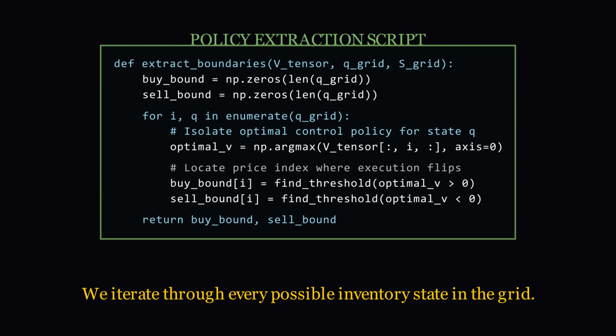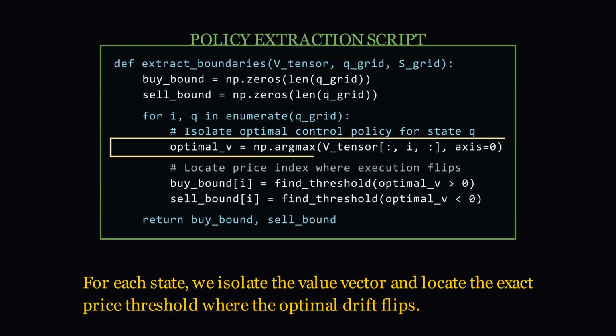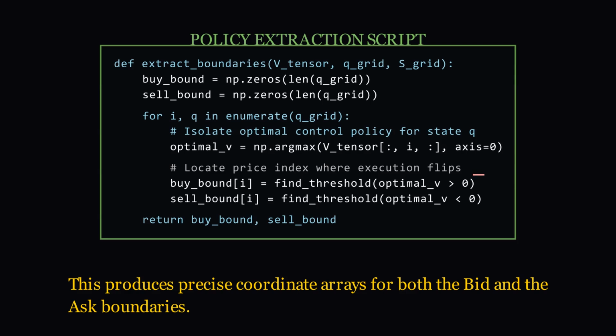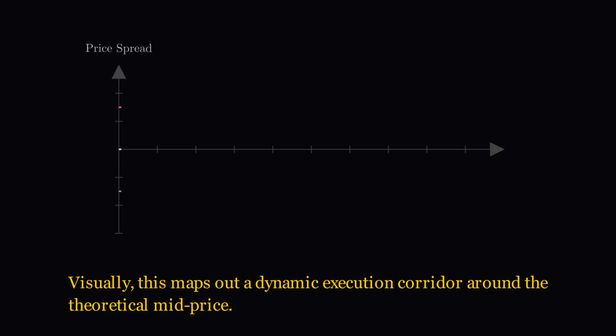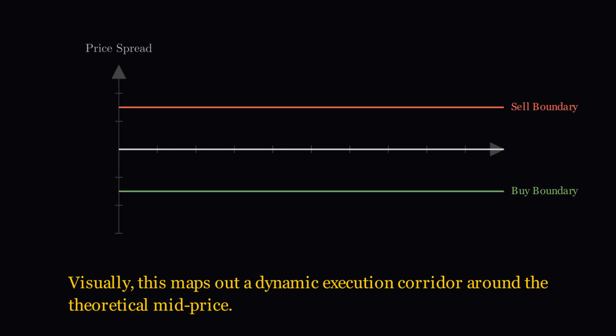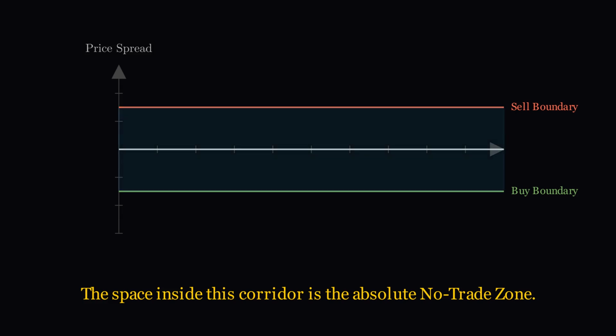We iterate through every possible inventory state in the grid. For each state, we isolate the value vector and locate the exact price threshold where the optimal drift flips. This produces precise coordinate arrays for both the bid and the ask boundaries. Visually, this maps out a dynamic execution corridor around a theoretical mid-price. The space inside this corridor is the absolute no-trade zone.